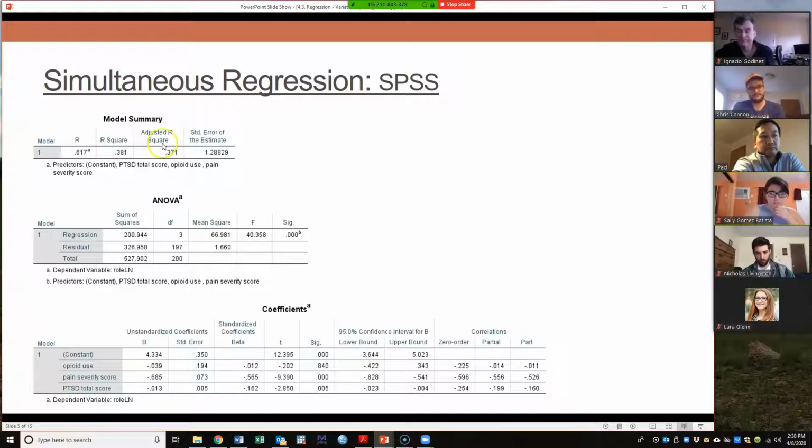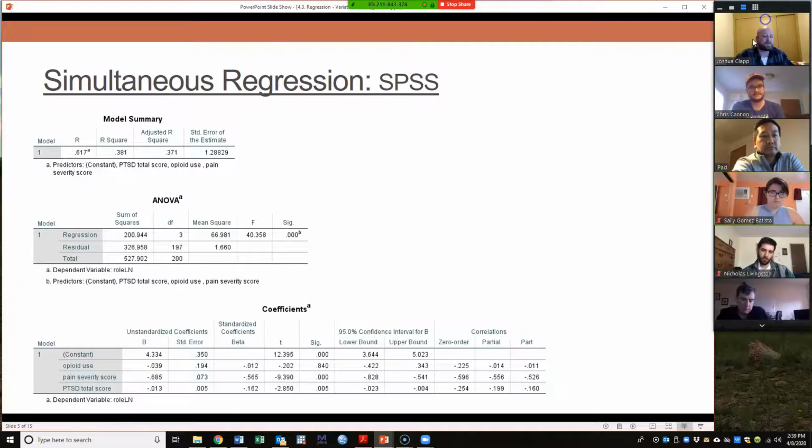So knowing what these are will become more important when we start to get into the hierarchical models, okay? So this is our ANOVA table, which is a test of our R squared. R squared is telling us the proportion of variability in our outcome that's being accounted for by the combination of our predictors. And then down here at the bottom, we get our coefficient table.